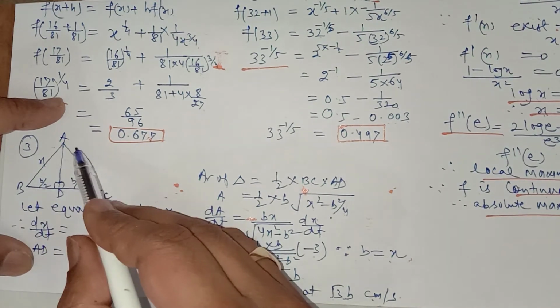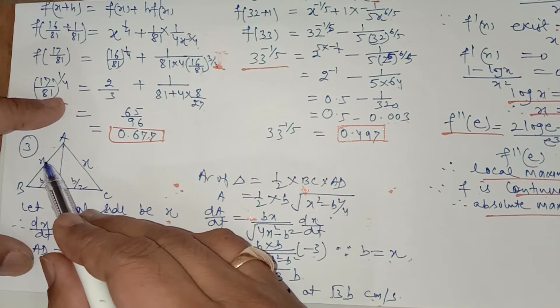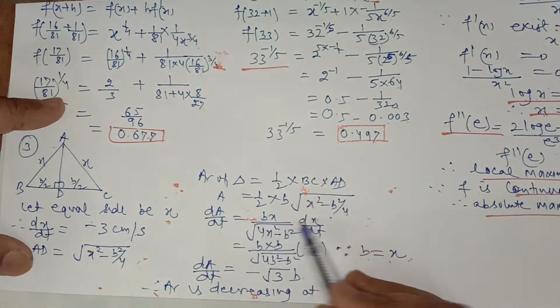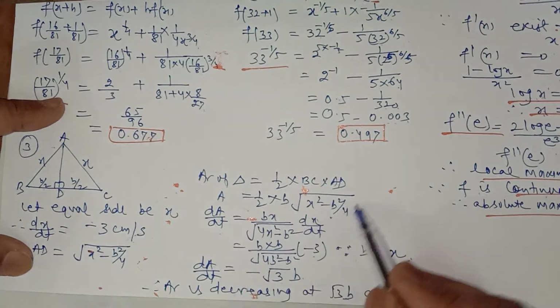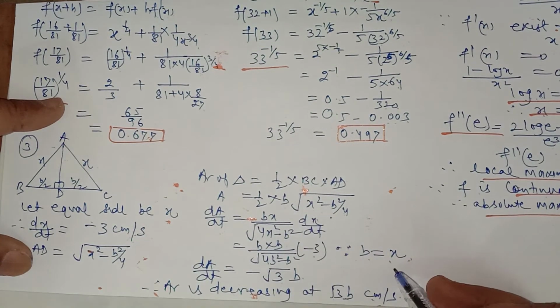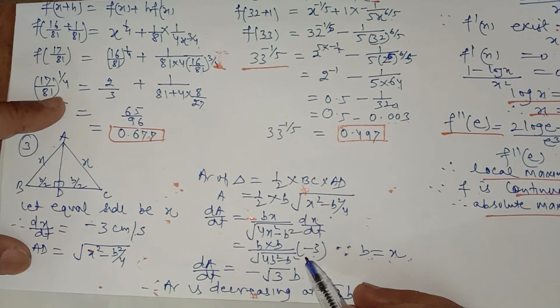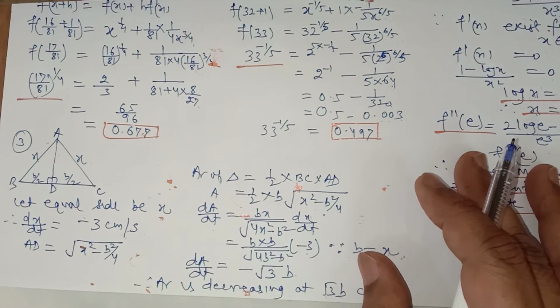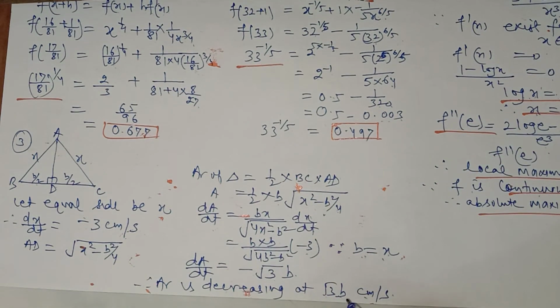So to find the area, we have to find out the height in terms of x and b, and area is half base into height. Differentiate with respect to time. You know how to find the derivative of this, and in its derivative replace the value of x by b, which is given that the equal side is equal to the base. Then you have to find the rate of change of its area, which is coming out to be negative. It means area is decreasing at a rate of root 3 b centimeter per second.